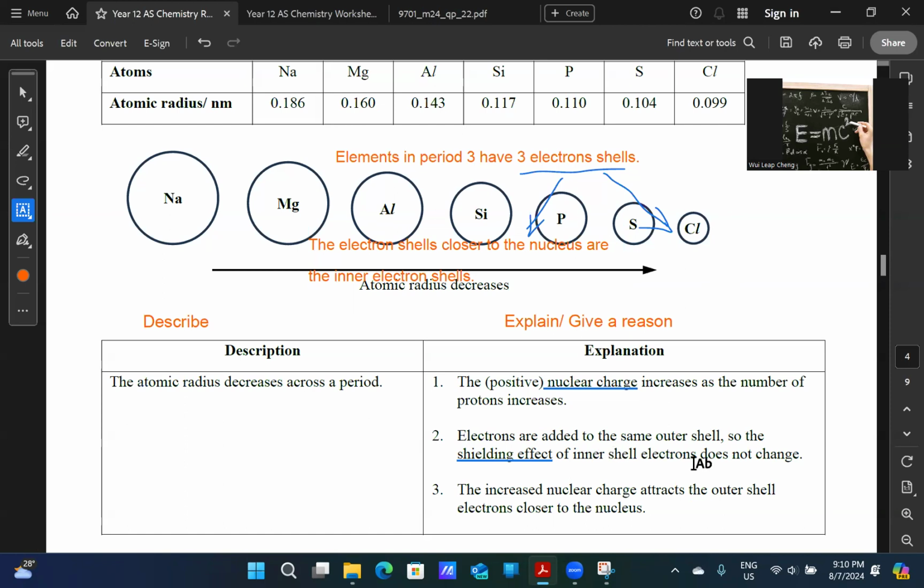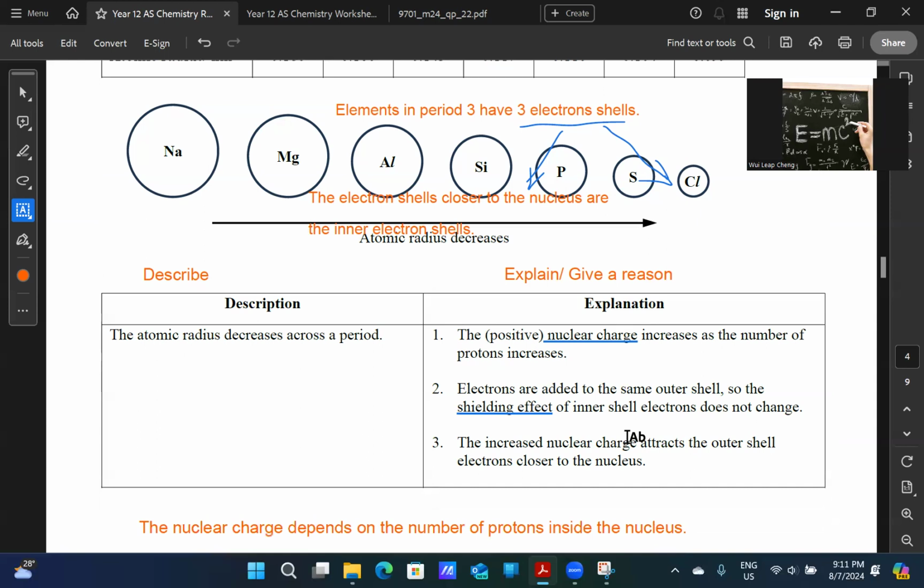That's the meaning. How do you know the shielding effect will either change or not change? It depends on whether there are any changes to the number of inner electron shells or not. In this case, across the period, all these elements have 2 inner electron shells. Even though chlorine has more electrons than sodium, electrons are only added to the same outer shell. The shielding effect is not significant.